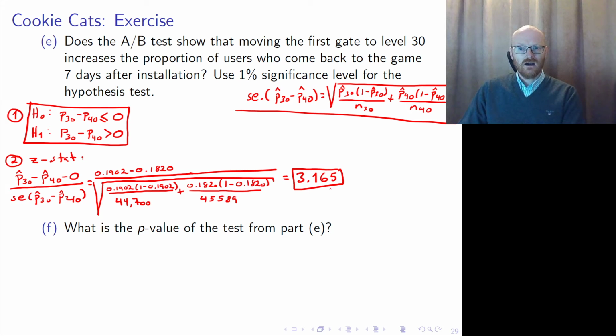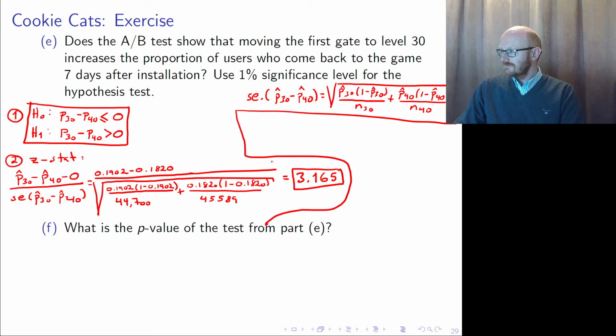But how do we know that? Well, then we just look at the critical value. Let's see, we can do this. So we have the critical value.